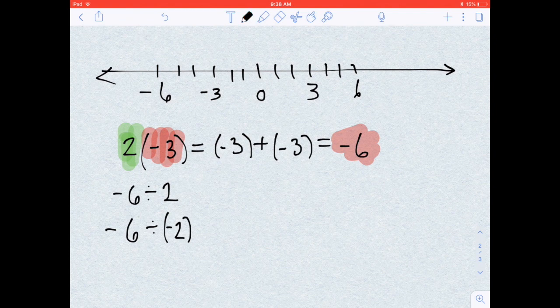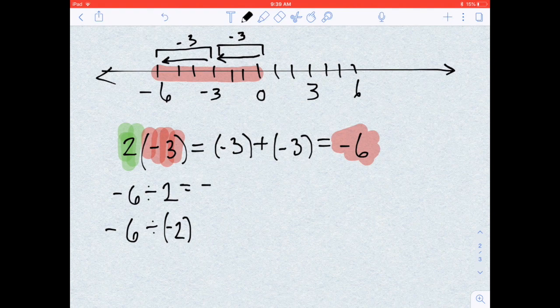The second one says negative 6 divided by positive 2. Well, what that means, let's say I have negative 6 and I'm dividing it by 2. So it's that whole section here, and I would divide it in half. So this would be one section and that would be one section. So this 0 to negative 3, well, that's negative 3. And negative 3 to negative 6, that's negative 3 as well. So really, negative 6 divided by 2 is negative 3.